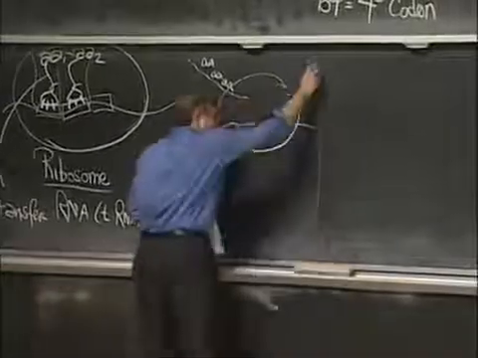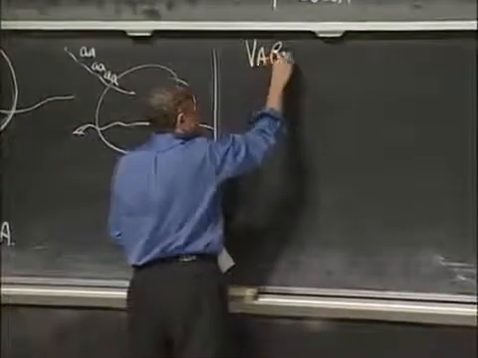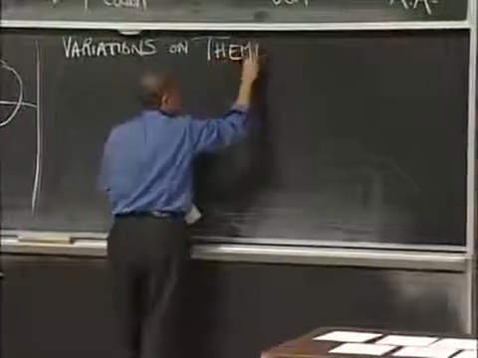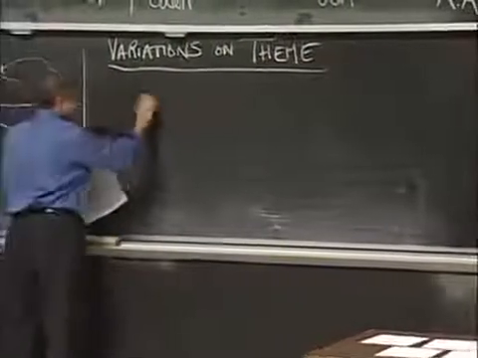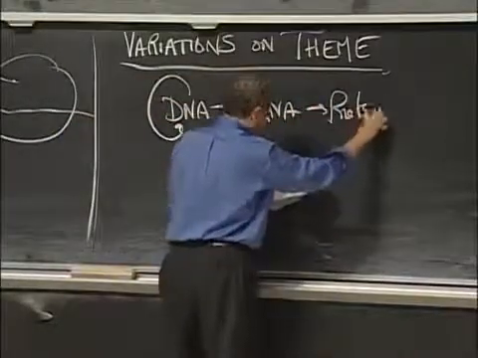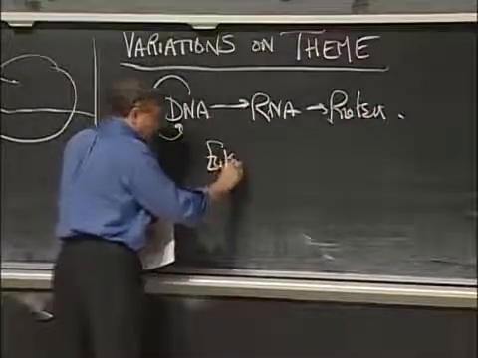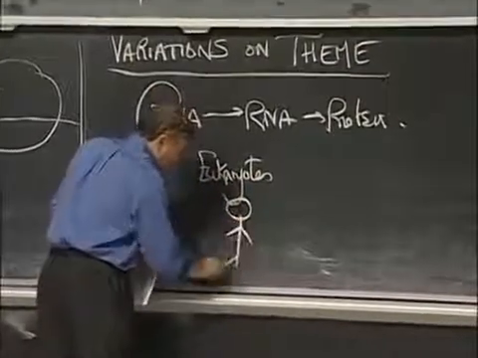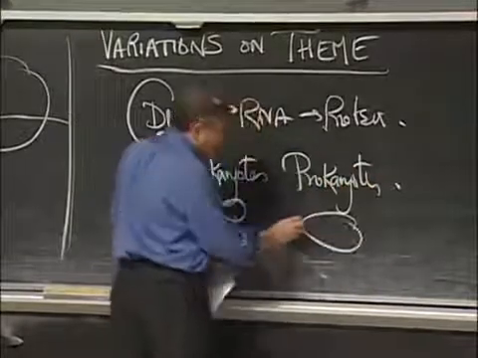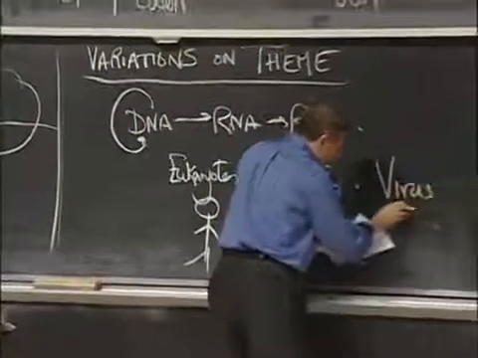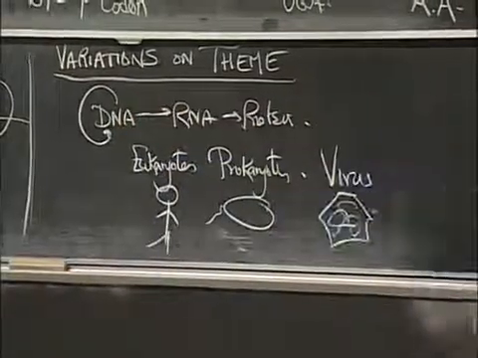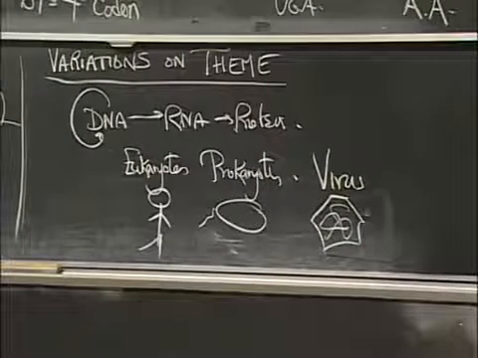So now what I'd like to do is turn to variations on the theme. One of the best ways to understand what's going on with DNA goes to RNA goes to protein is to consider how it works in different organisms. The organisms we'll consider are eukaryotes, like you, prokaryotes, like a bacterium, and viruses. Each does the same basic copying of nucleic acid to nucleic acid, transcription and translation, but there are some pretty fascinating variations on the theme. So let's turn to those variations.